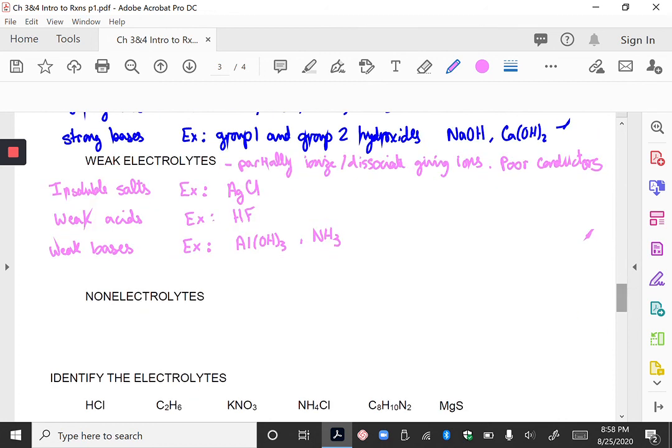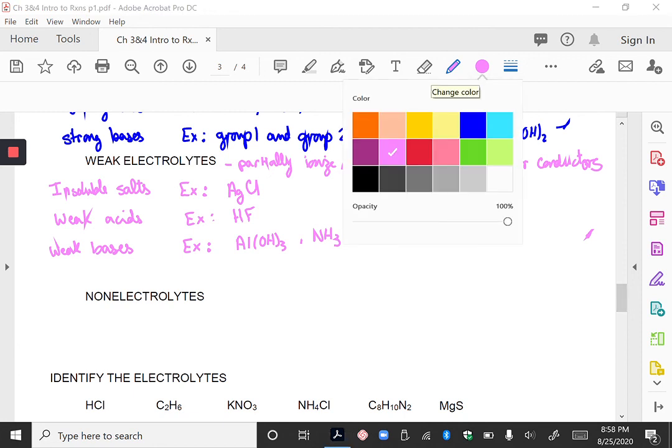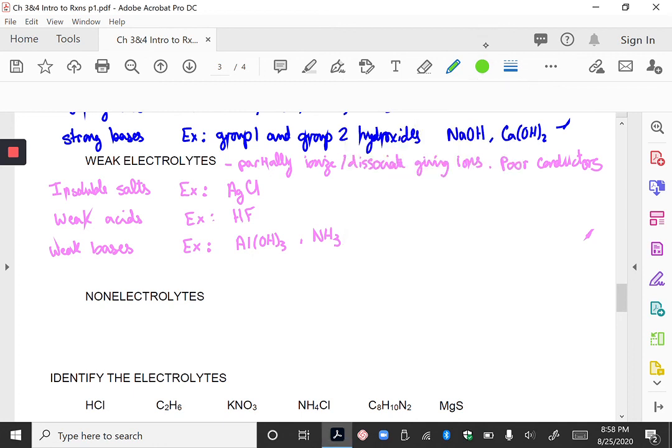And then finally, we have non-electrolytes. These do not produce any ions whatsoever in water, and therefore they are non-conductors. They do not conduct at all. So what types of things would not give off any ions? These would be molecular substances.